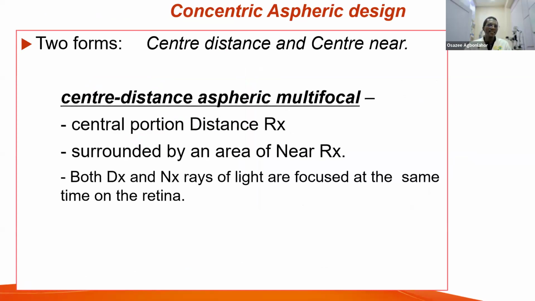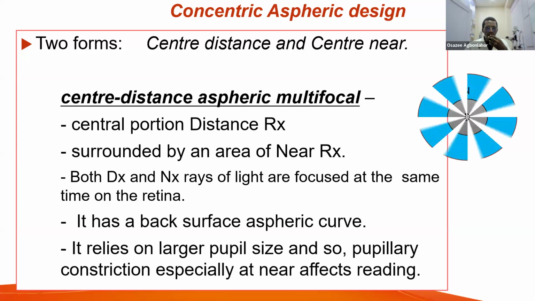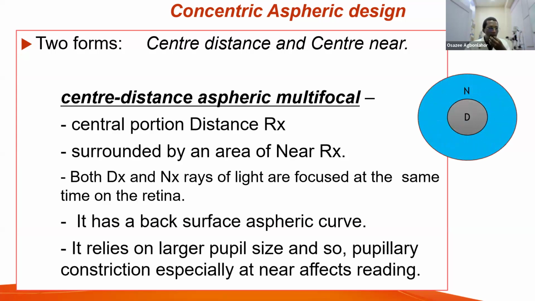So for the center distance, I've said that the distant portion is on the center of the lens, surrounded by the intermediate and of course by the near prescription. And conversely, for the center near, the near prescription is at the center, the intermediate, and of course the distant portion is at the outskirts. I've explained all of this before.